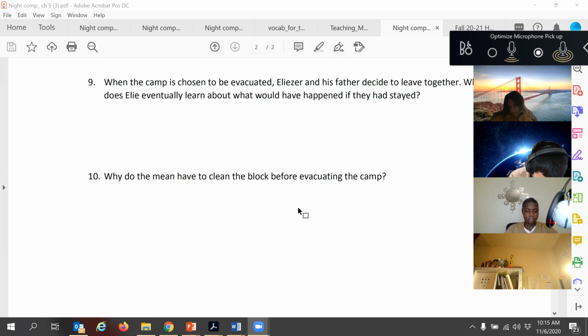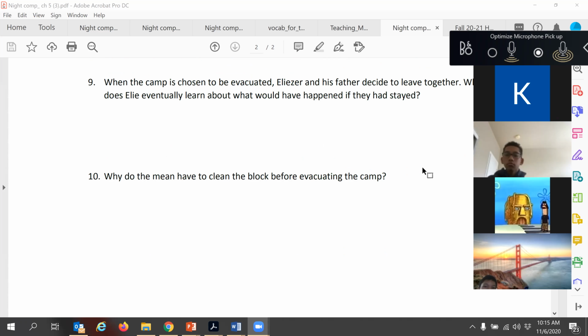They're being evacuated because the Red Army is coming to shut down this camp, and the Blockälteste ends up telling the men to clean the block before leaving. Why do they have to clean the block? What is the reason that they give? Let's hear from Joshua. Joshua, what is the reason for cleaning the block? I put, before evacuating, the men have to clean the block. They wanted to do this for the liberating army, to let the liberators know that they are men, not dirty pigs.